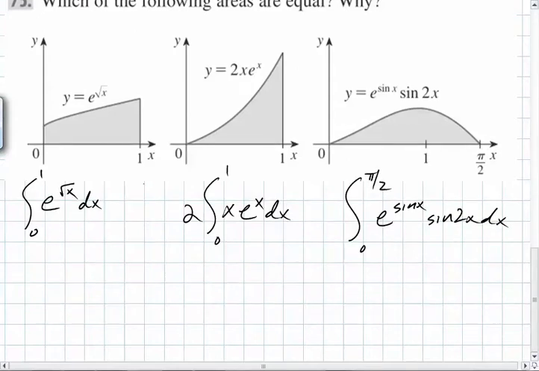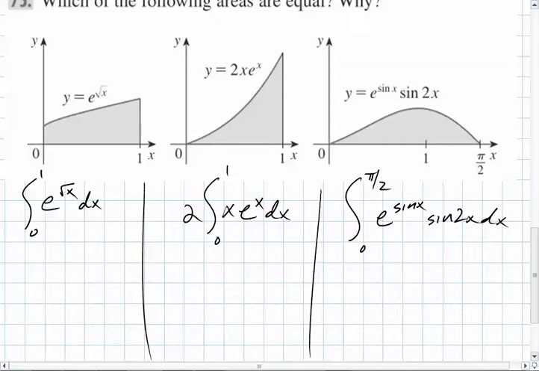So these are three different integrals that you need to evaluate. And what you end up figuring out is you get a definitive answer. You get a numeric answer for each of these, and they all come out to be the same. They do. It's kind of cool. It's kind of neat.